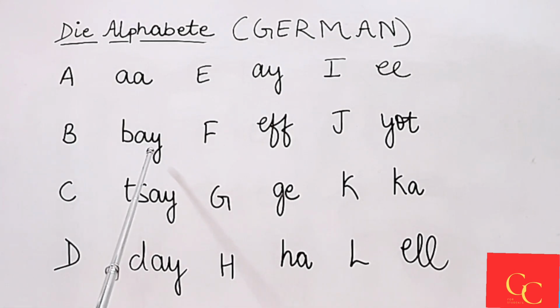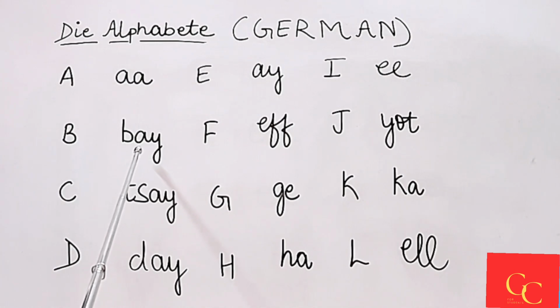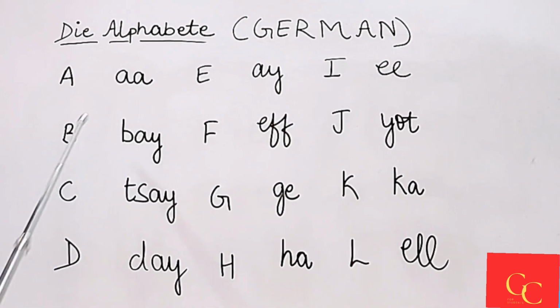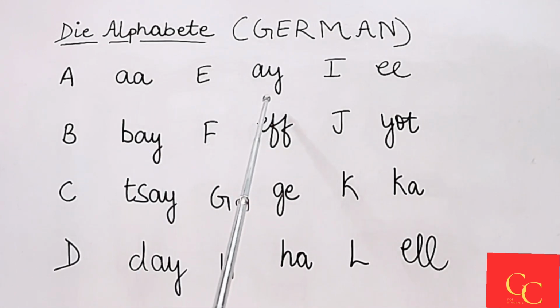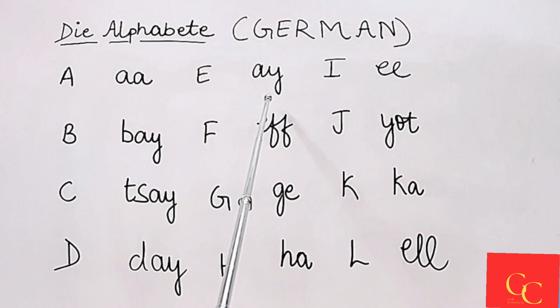B is B. B. C is say. One more time. Say. D is day. Day. What is E? E is A. A.